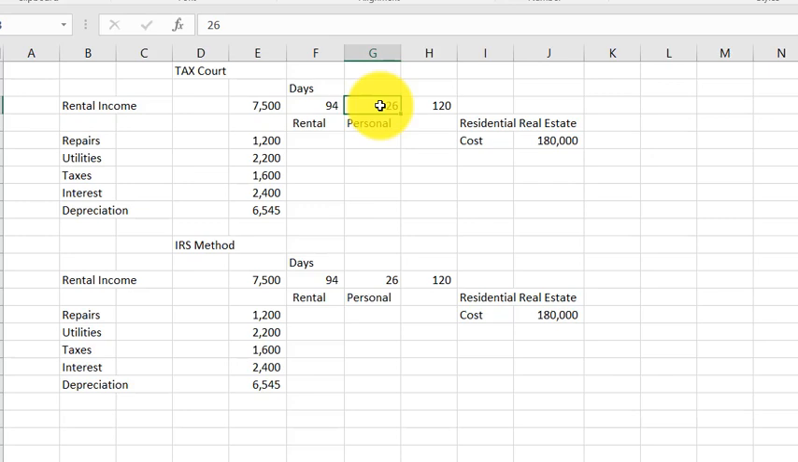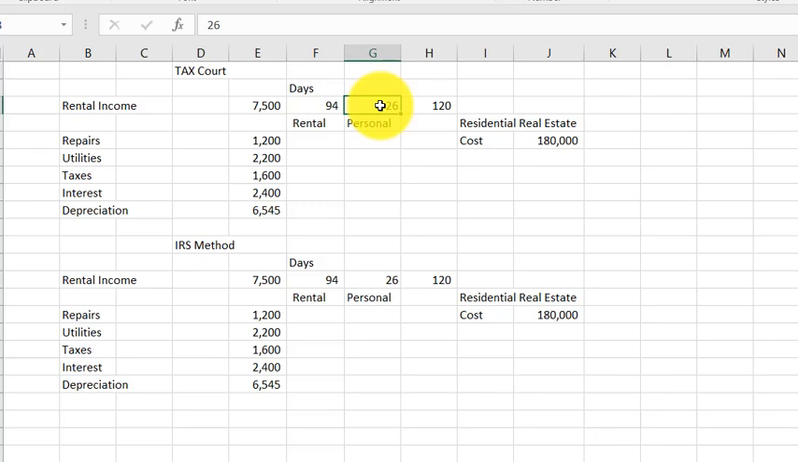And remember, the chapter describes basically three cutoffs. You can have very little rental, less than 2 weeks, and then it's just personal property, and you can ignore the income and the expenses for the rental part. Or it can be mostly rental and only a little bit of personal, and then you just treat it as a rental.